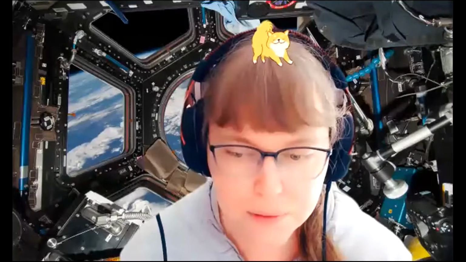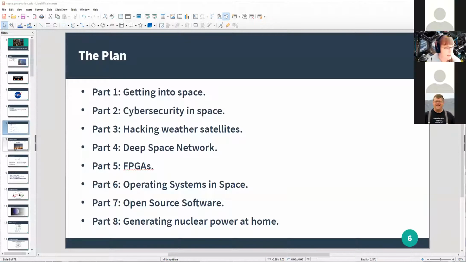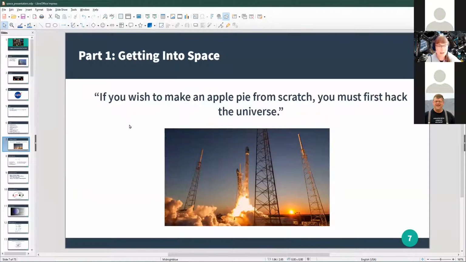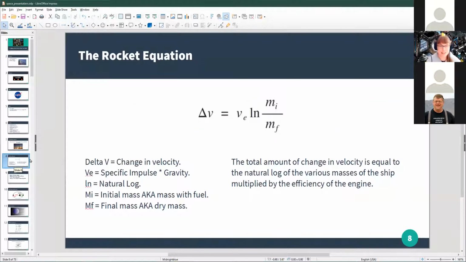Stop share, and all right, so part one, getting into space. If you wish to make an apple pie from scratch, first you must hack the universe. So let's talk about how we actually get into space. They say don't put equations into presentations, but this one is so important and so critical. This is called the rocket equation.